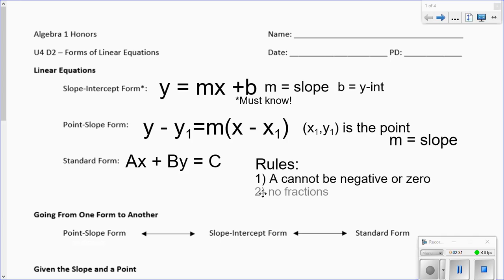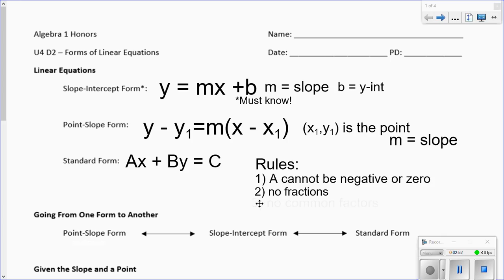Okay? Second rule is that there is no fraction, so a, b, and c aren't fractions. If one comes out to be a fraction, to get rid of it, just multiply all the terms by the denominator of the fraction. That way they turn into integers and it still has the same meaning as the equation. It's just with bigger numbers, that's all.